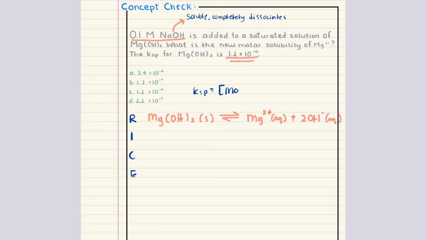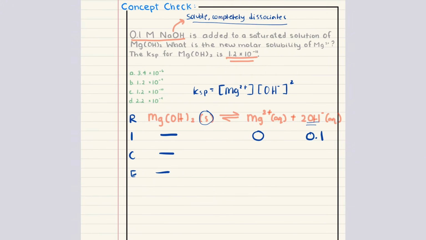Next, I identify the common ion. Sodium hydroxide is a strong base, so it provides hydroxide directly. Its concentration is 0.1 molar, and so we're going to have 0.1 molar concentration of hydroxide ions present. So before any additional dissolution of magnesium hydroxide, the hydroxide concentration is already 0.1 molar.